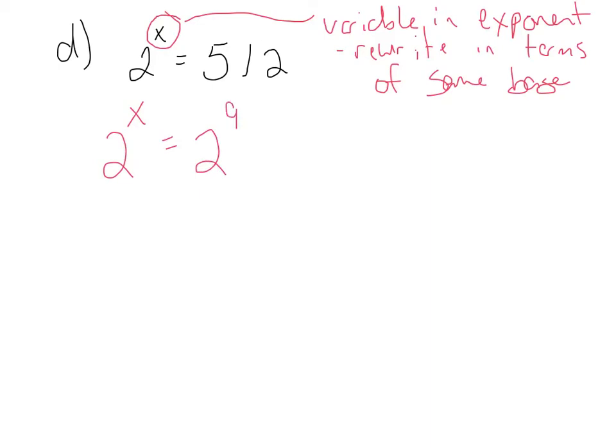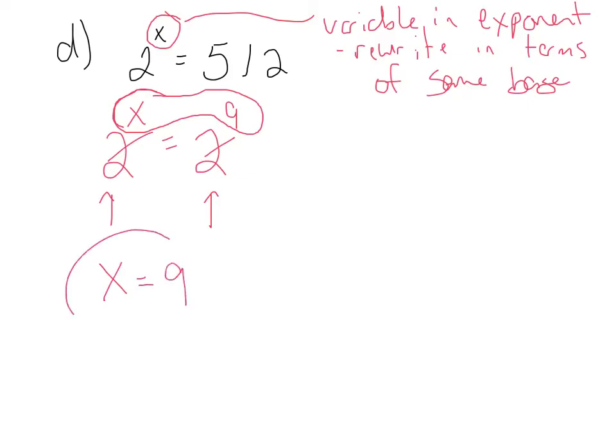And guess what? When you have the same base on both sides, and there's only one of them, 1 2 on the left and 1 2 on the right, you can just say, bye-bye 2's, I don't need you anymore. All I care about are your exponents. So x is actually 9. That's the value of x that makes it true. That only worked because we had the same base on both sides.